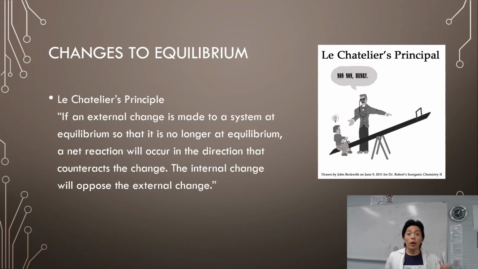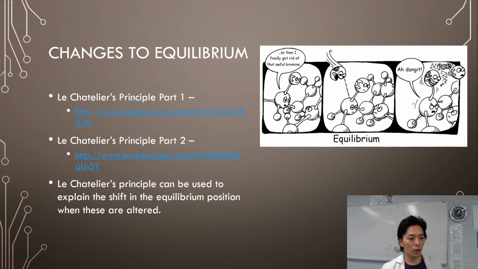Things like that can occur and happen all the time in the chemical reaction world, especially for things that are at equilibrium. So change will always oppose the external change. There are 2 videos that I would show in class, so please also click on those links above there. Le Chatelier's principle part 1 and part 2, so that you should be able to pick up what that theory tells you. And also, Le Chatelier's principle can be used to explain the shift in the equilibrium position when these are altered.